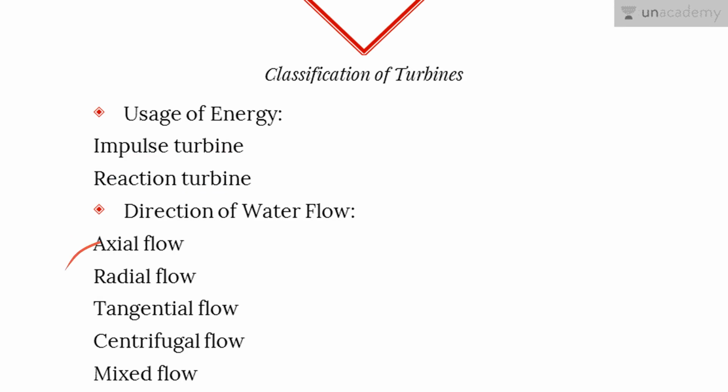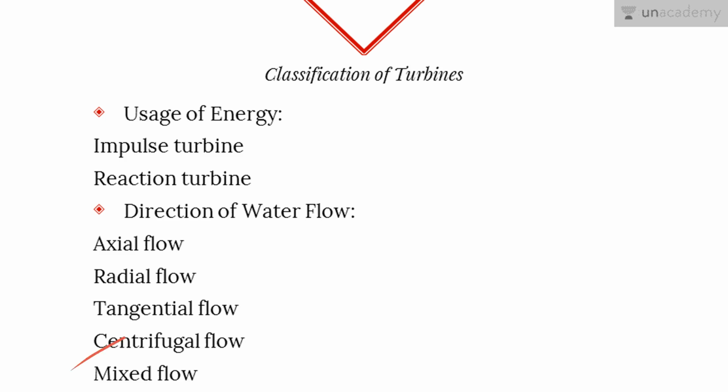flow. Axial flow is the flow in which the water flows in a direction parallel to the turbine. So the example for this will be the Kaplan turbine. Then coming to the radial flow, in which the water flows in a direction perpendicular to the axis of the turbine, that is the Francis turbine. Tangential flow, in which the water flows in a tangential direction with respect to the position of the blades of the rotor, that is nothing but the Pelton turbine.